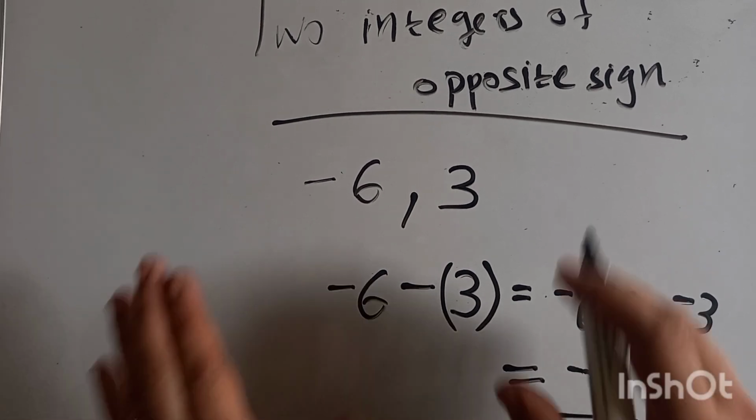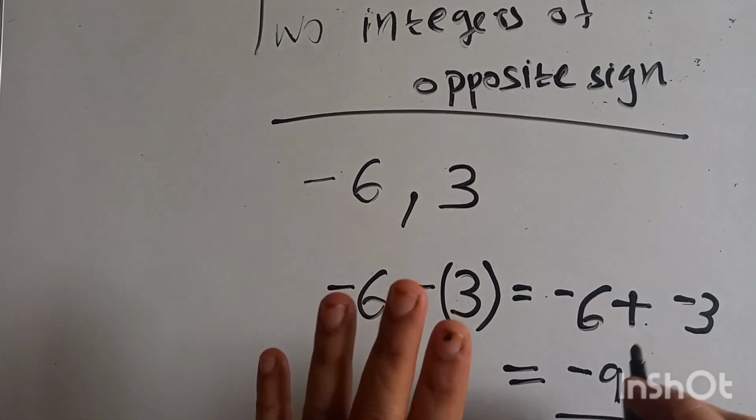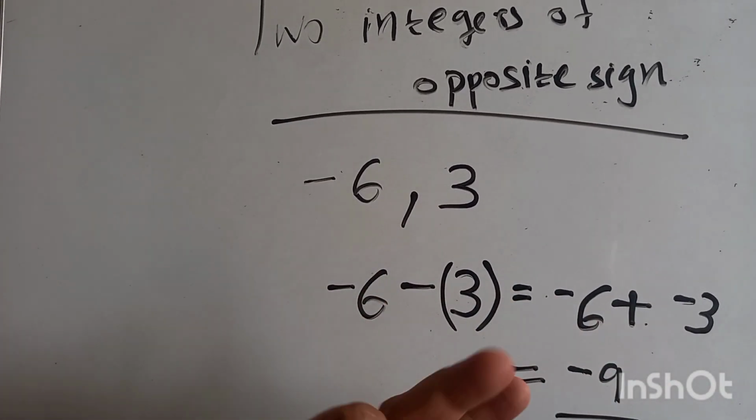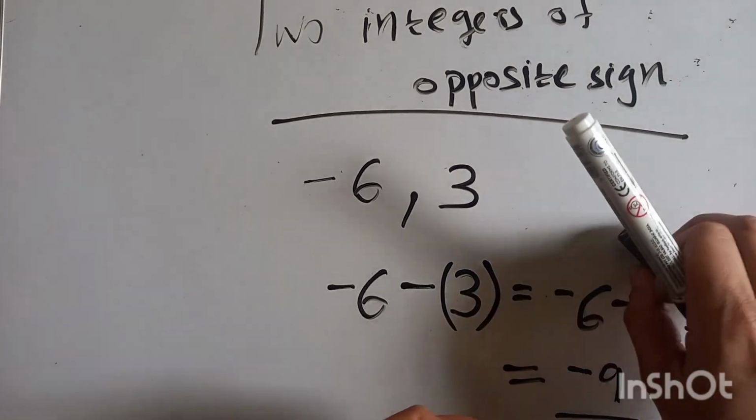So we have studied all the possible cases: the subtraction of two negative integers, subtraction of two positive integers, and subtraction of two integers of opposite sign.